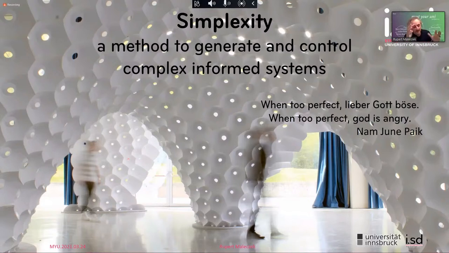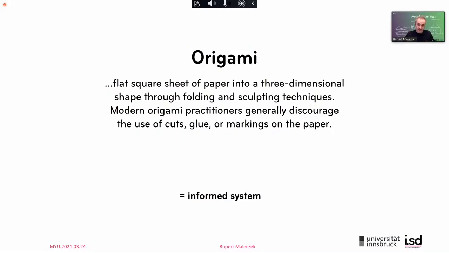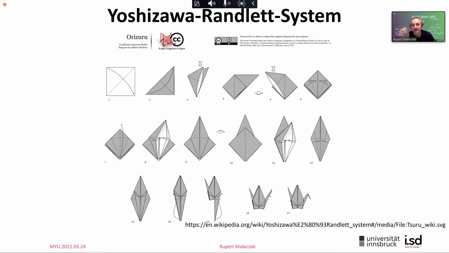Looking at complex informed systems, something I discovered is origami, which has very strict rules: a square sheet of paper, a three-dimensional shape made just through folding. And importantly, modern origami artists would say no cut, no glue, no markings on paper. Why I like it so much is that Yoshizawa-Randlett developed a system where, through a simple language, you can see how the fold should be done. All the knowledge is given in these instructional diagrams.